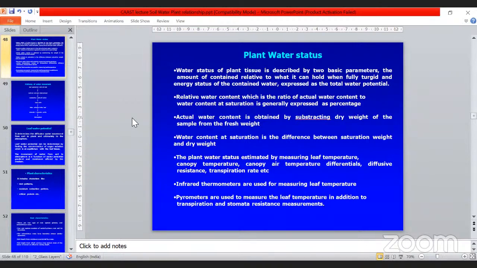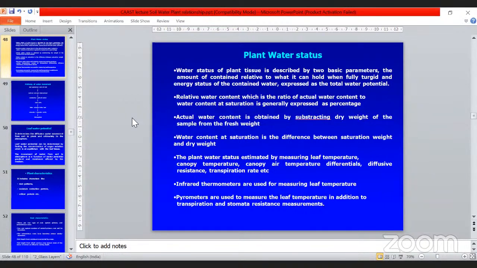So which can be measured just by leaf temperature, maybe through IRGA, or maybe canopy temperature we have to calculate. Now new instruments are there, called near infrared thermometers, which can directly measure the temperature of the leaf as well as the canopy, and the outside air temperature, and the difference between them is called CATD, canopy air temperature difference.